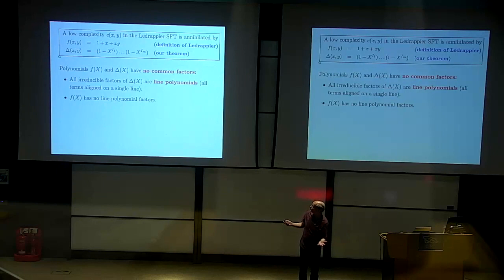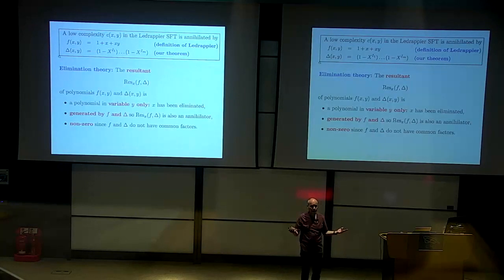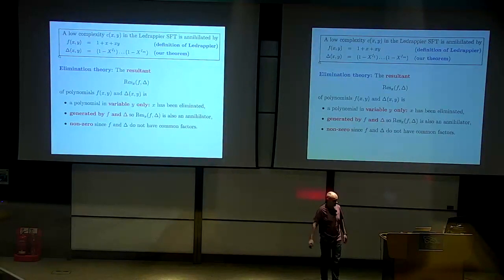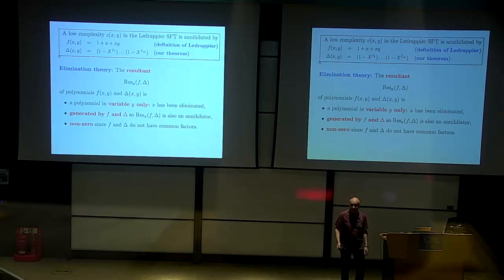But when you have two polynomials in two variables without common factors, you can eliminate a variable. There's a well-known result about two-variable polynomials that you can get the resultant of these two polynomials. You can eliminate variable x completely. There's a linear combination of these two polynomials which only contains variable y, and it's non-zero. So you have an annihilator, a linear combination of the two annihilators. It's a line polynomial in the vertical direction, only in y coordinates, which implies periodicity.